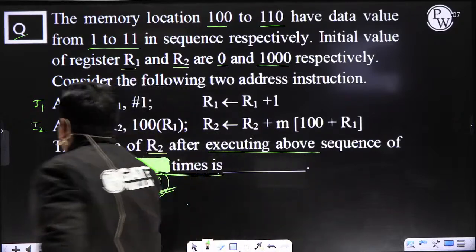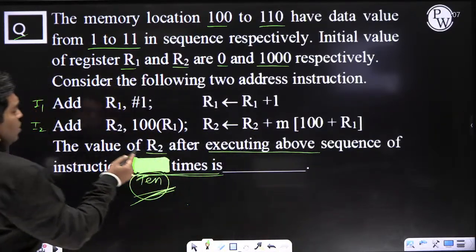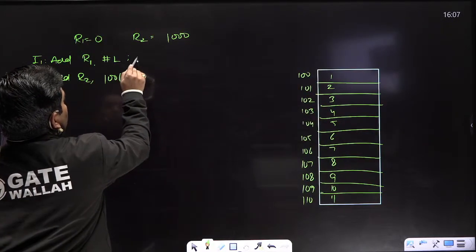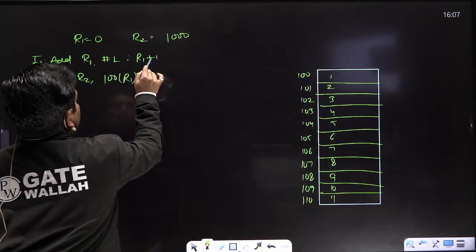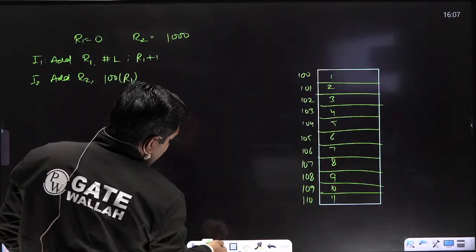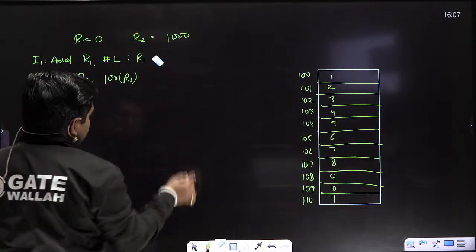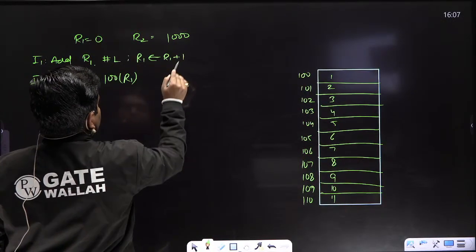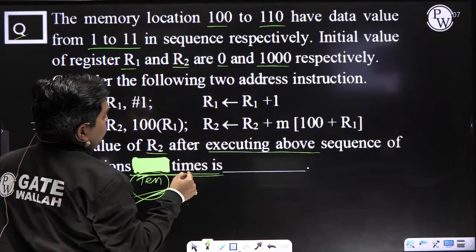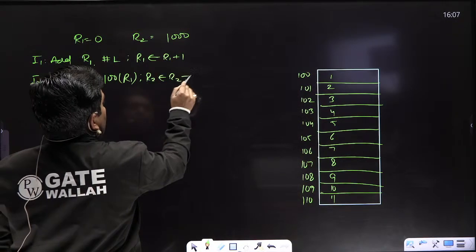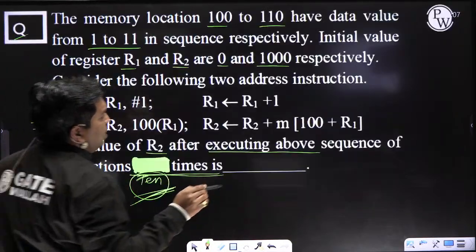Now listen, how we will do? Because it is mentioned, this is an immediate addressing mode. In R1, you have to add R1 plus 1, my dear. And the second one is what? In R2, R2 plus M of 100 plus R1.